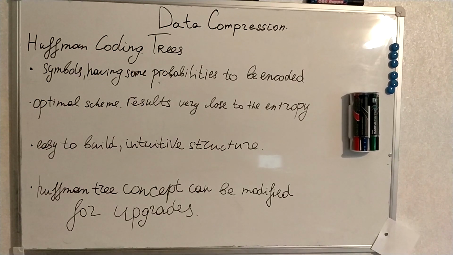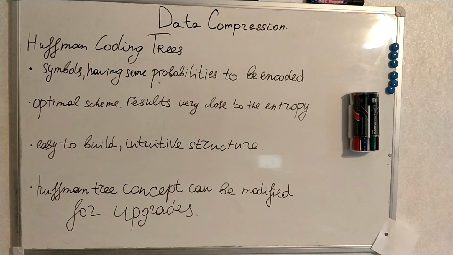Okay, today we are going to talk about Huffman coding. Huffman coding at the end has a tree structure, and I will show it later. The main goal and main reason why we use Huffman coding is that we encode symbols that have some probabilities, and the underlying tree structure gives a very good possibility to do that. Huffman coding is an optimal scheme. Results are very close to the entropy.